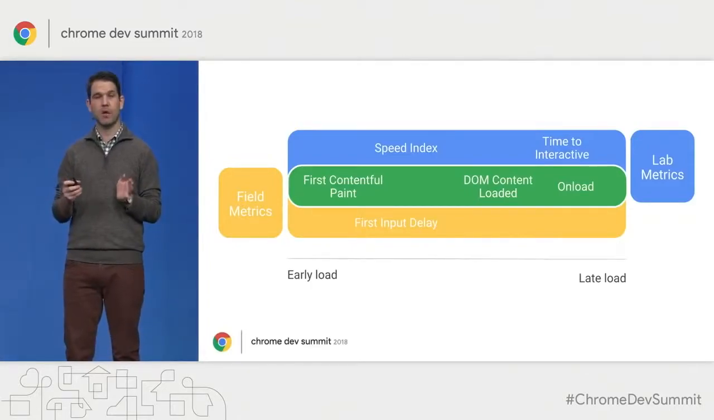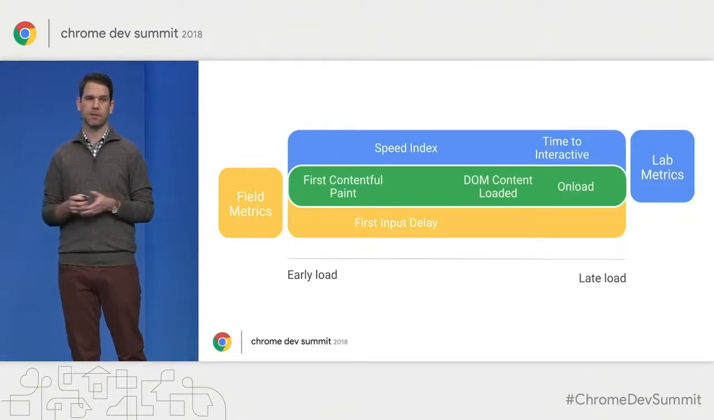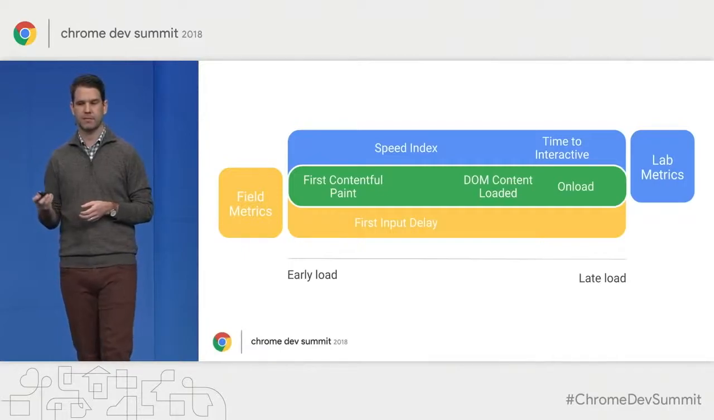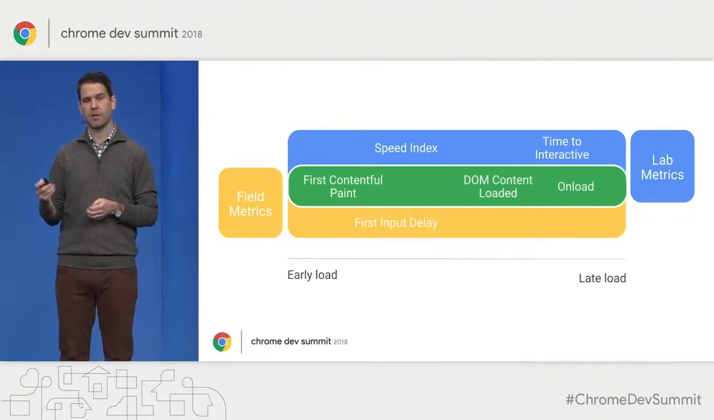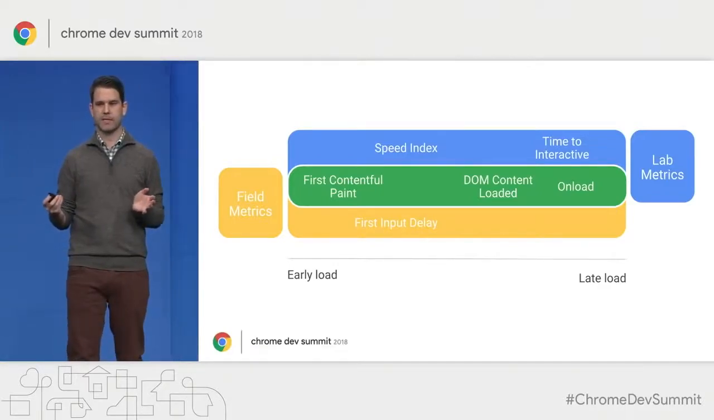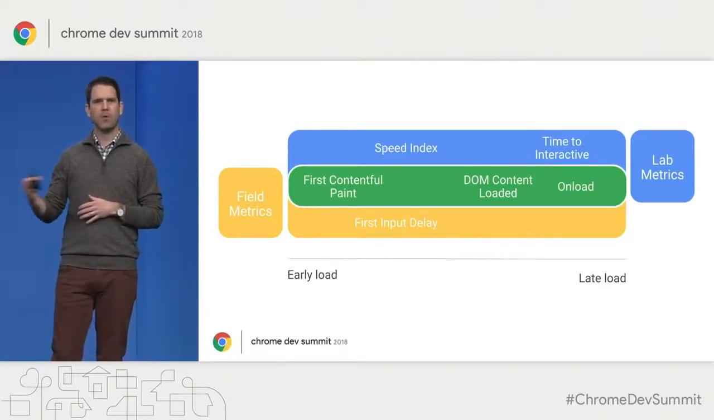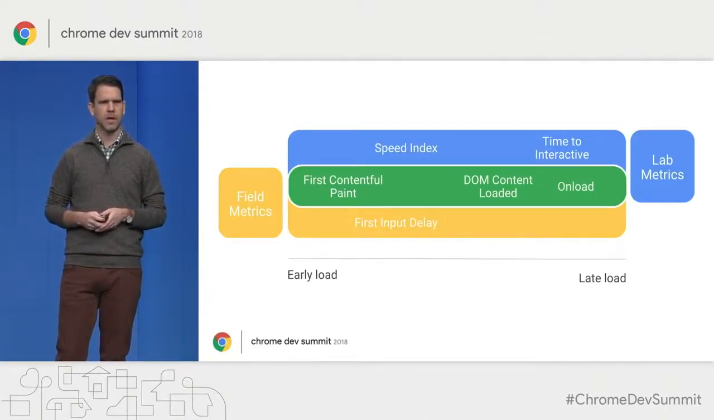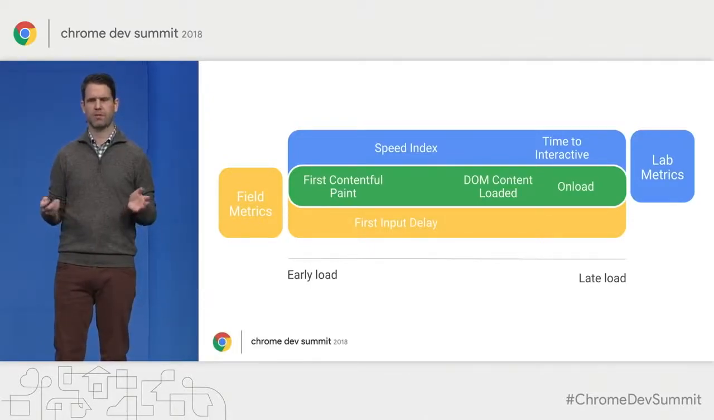It really only makes sense to gather in the field. Time to interactive is a great and really powerful metric, but it makes sense mostly in the lab. We've recognized that time to interactive out in the field, where real users are tapping on the screen as the page is loading, really messes with this metric.